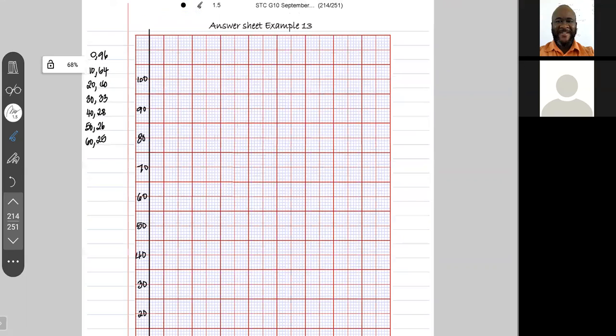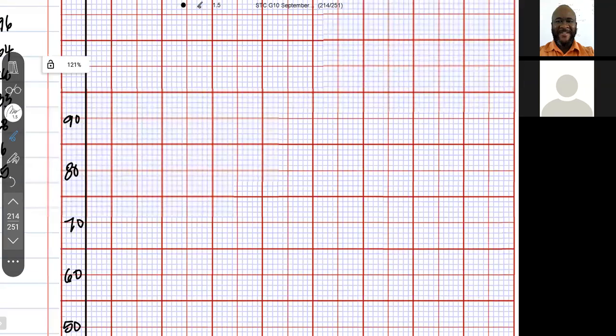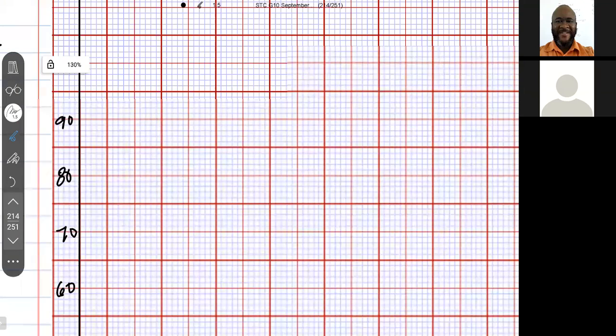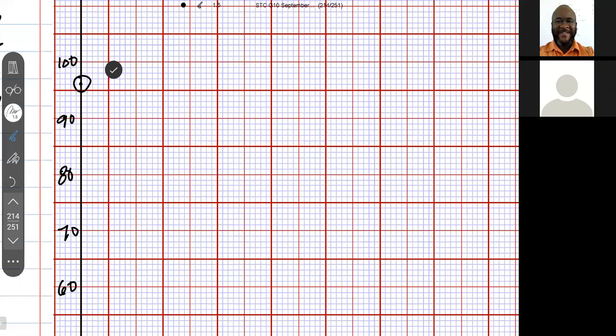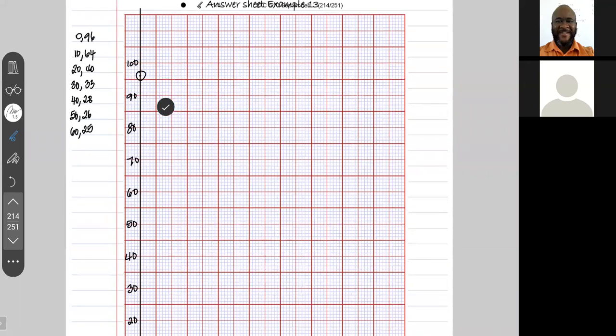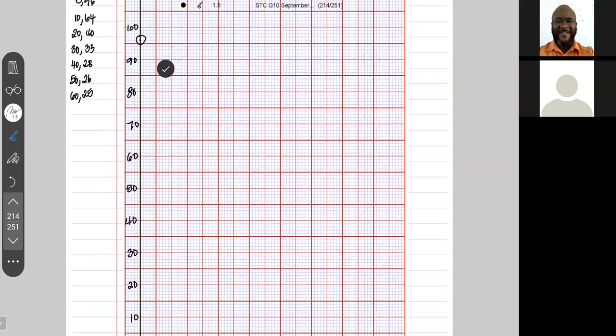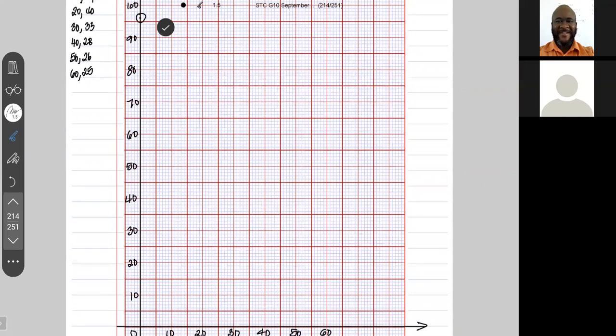All right, our first point is 0, 96. On the y-axis, it's going up by 1, so if this is 90, 91, 92, 93, 94, 95, this would be 96. So 0, 96 should be here. 10 would be 64, so 10, 64 is here.